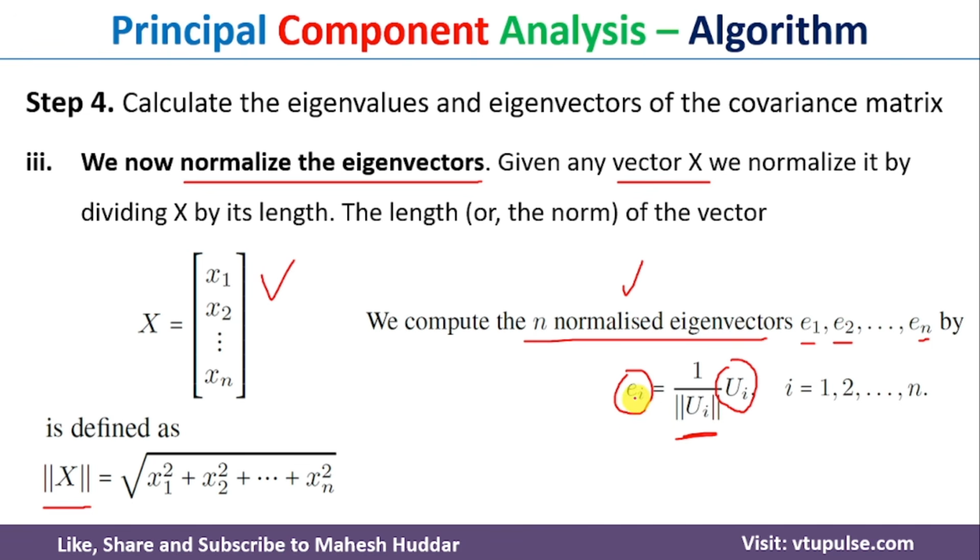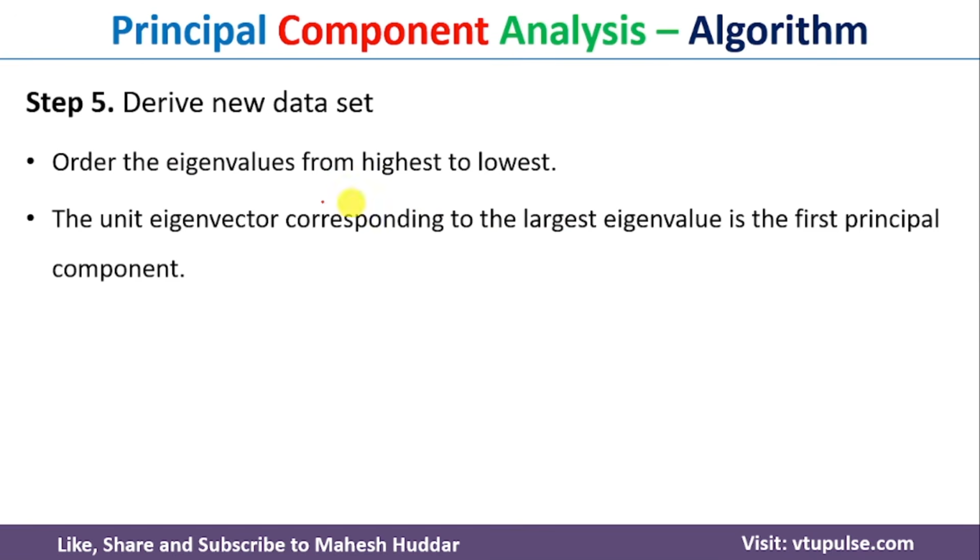Now, once you calculate these normalized eigenvectors, in the fifth step, we will try to derive the new dataset over here. Now, how can we do that particular thing?